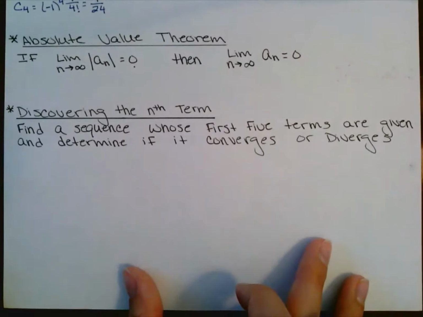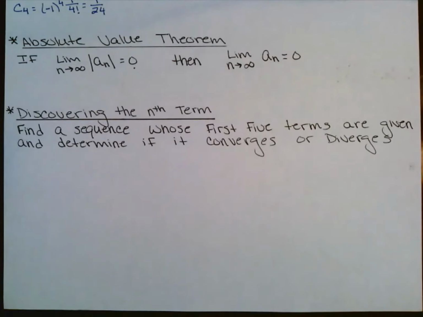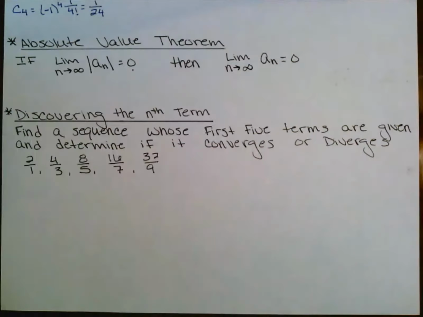All right, so now we're going to talk about coming up with the nth term. In these past few questions, they've given you the nth term. Now we're going to do the opposite. This question reads, find a sequence whose first five terms are given and determine if it converges or diverges.